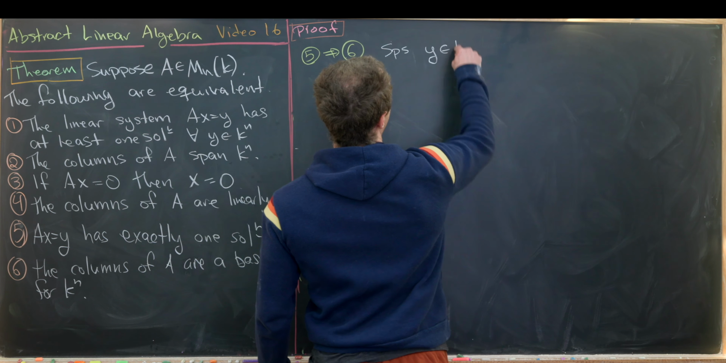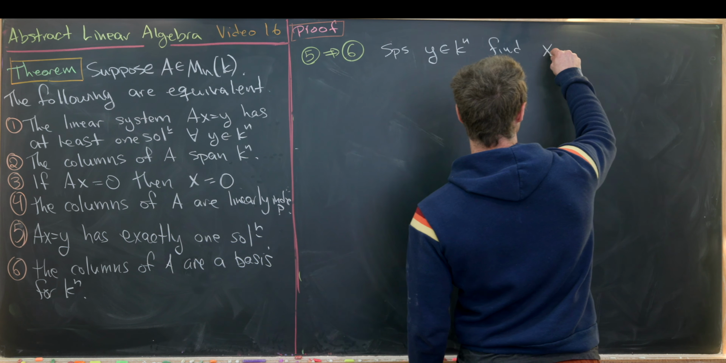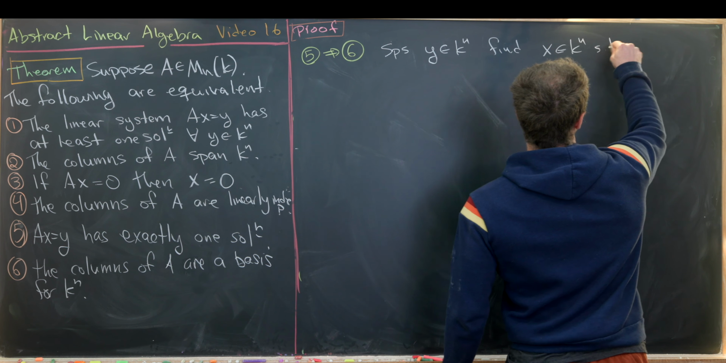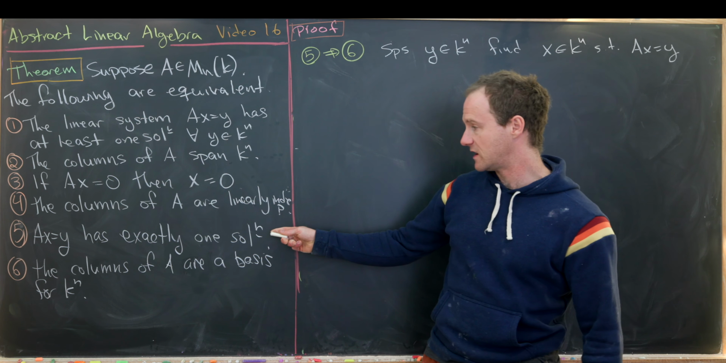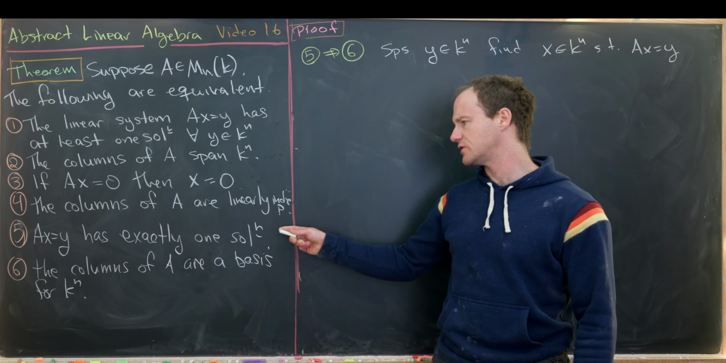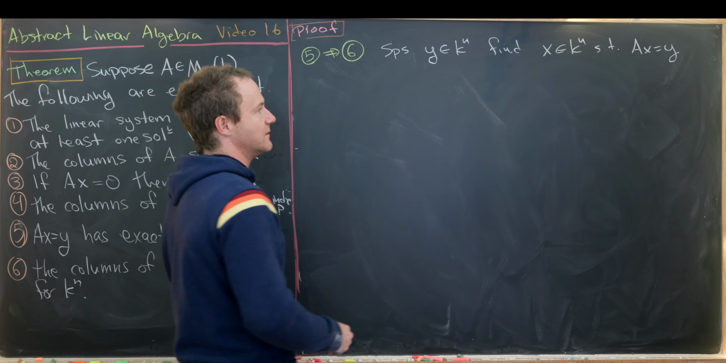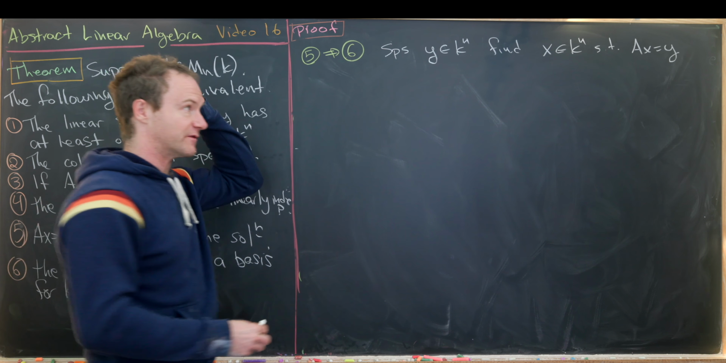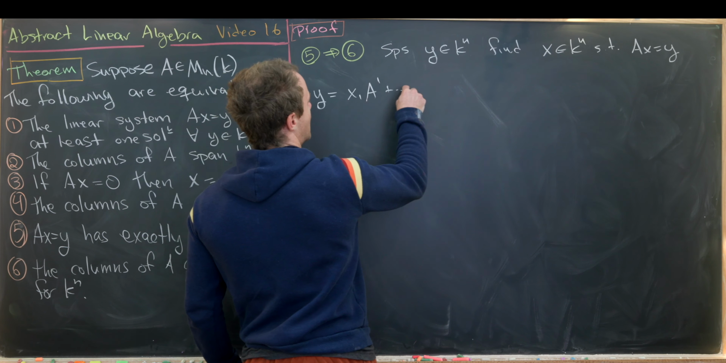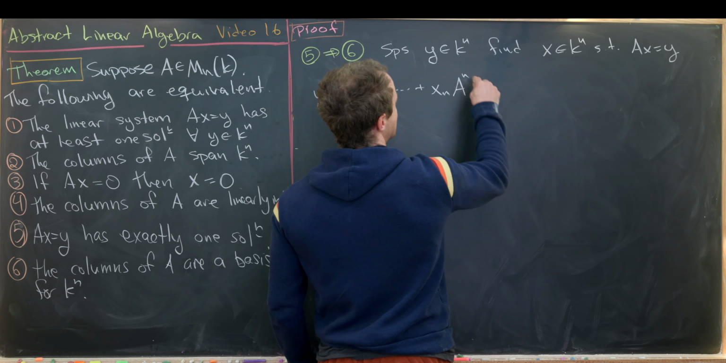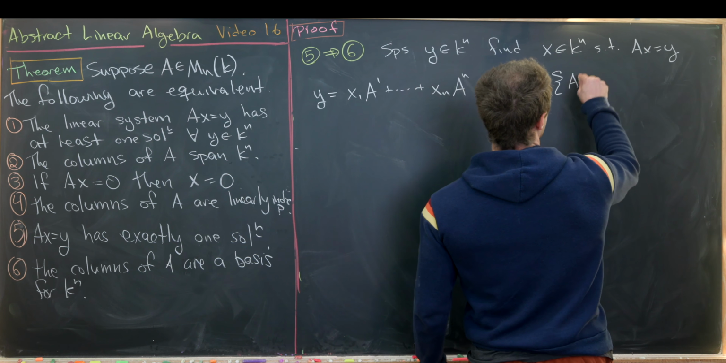So let's suppose that y is in Kn, and then we can find an x in Kn such that Ax equals y. And so that's by this right here that it has exactly one solution. Here we're using the fact that it has at least one solution. Okay, but now again, we're going to expand this as a sum of the columns, and we'll write y as x1 A1 all the way up to xn An, which, like I said, is in the span of the columns of A.